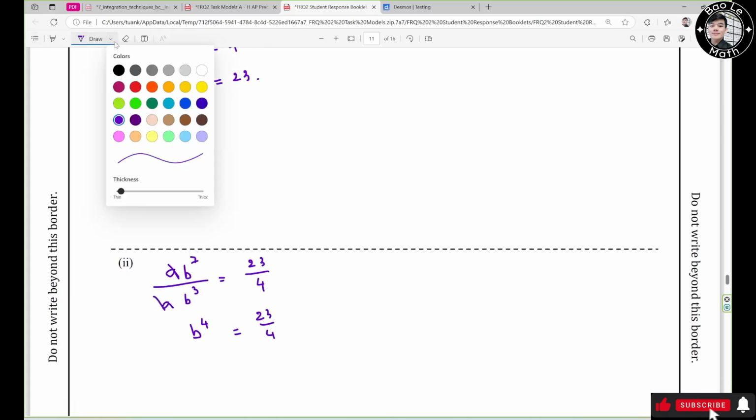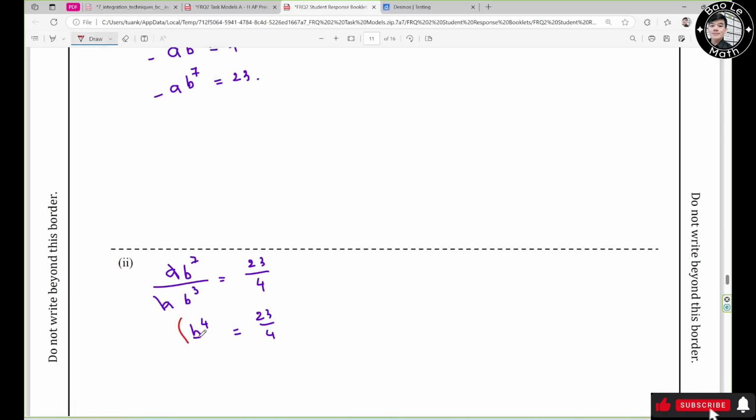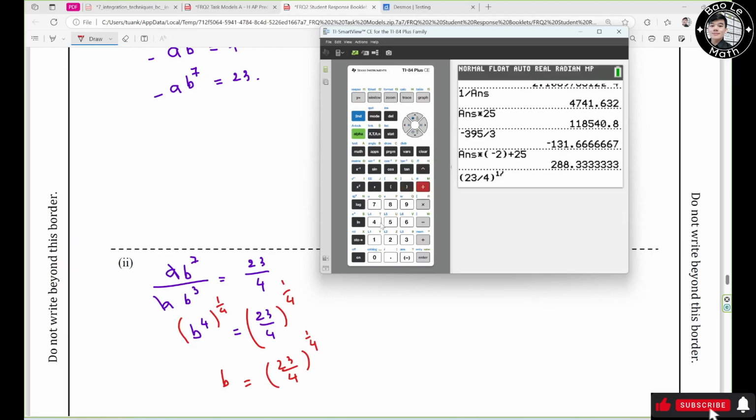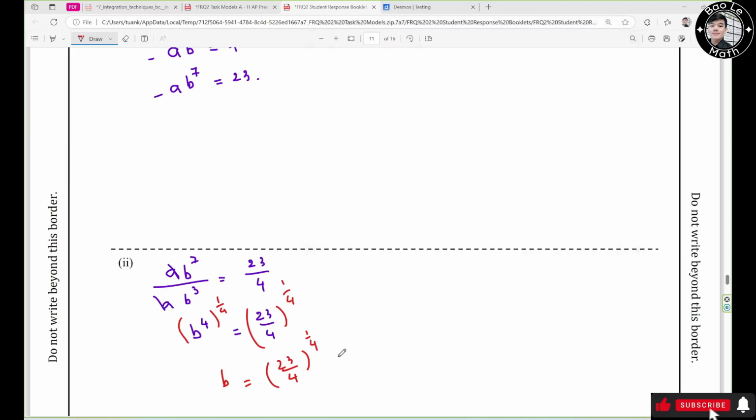Now I need to raise both sides to the power of 1 over 4. So I have b equals 23 over 4 raised to the 1 over 4. I'm going to pull up the calculator. It's going to be 23 over 4 raised to the 1 over 4, so b could be 1.548.